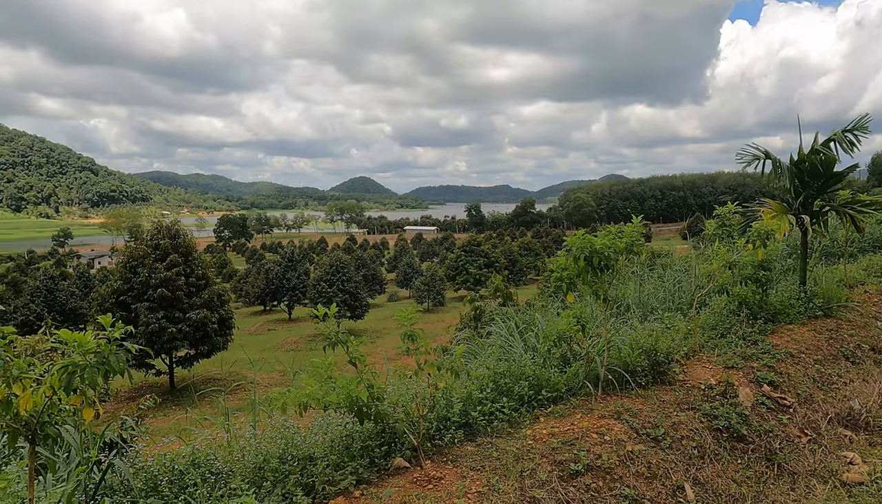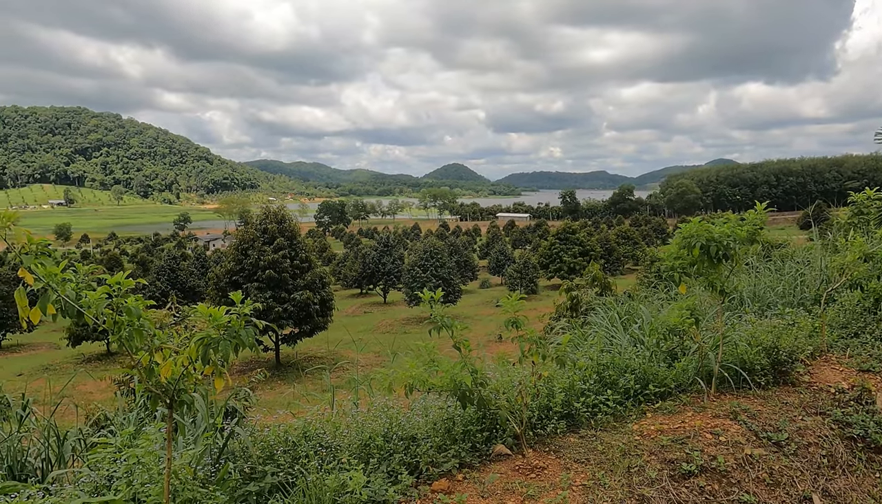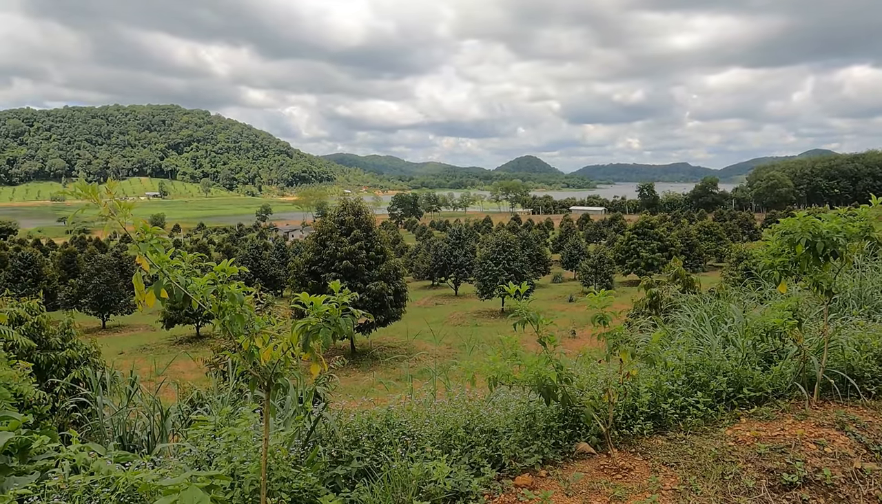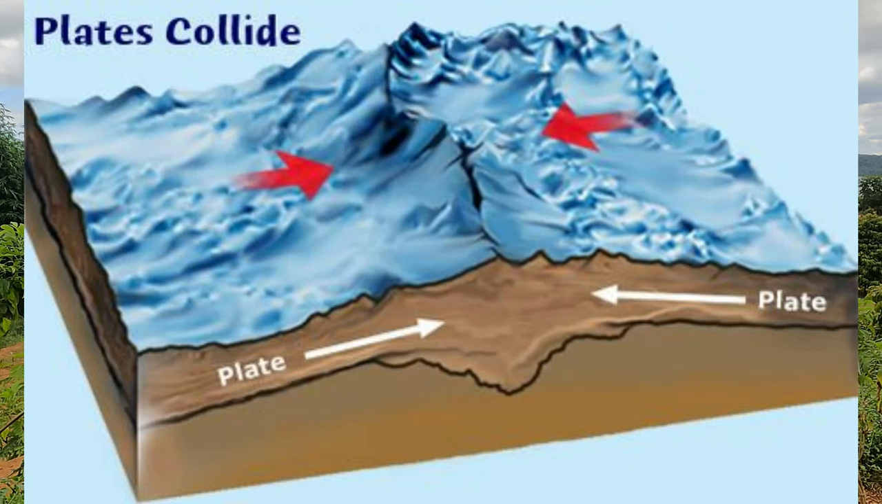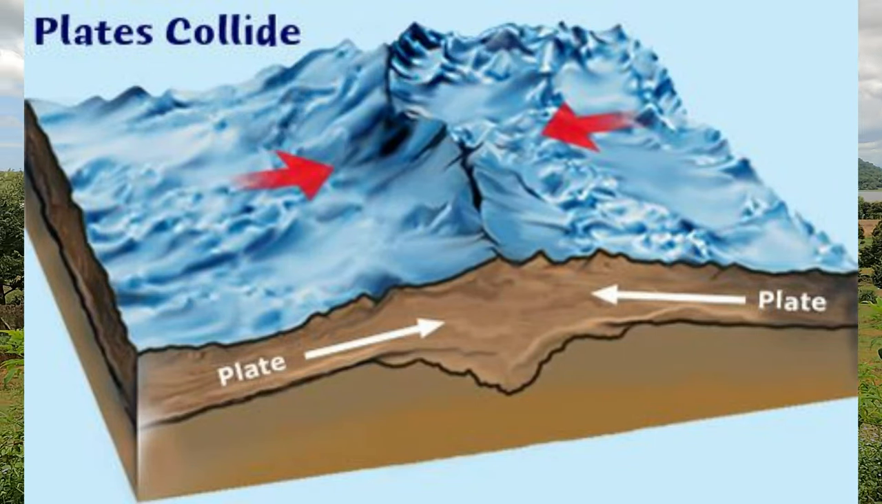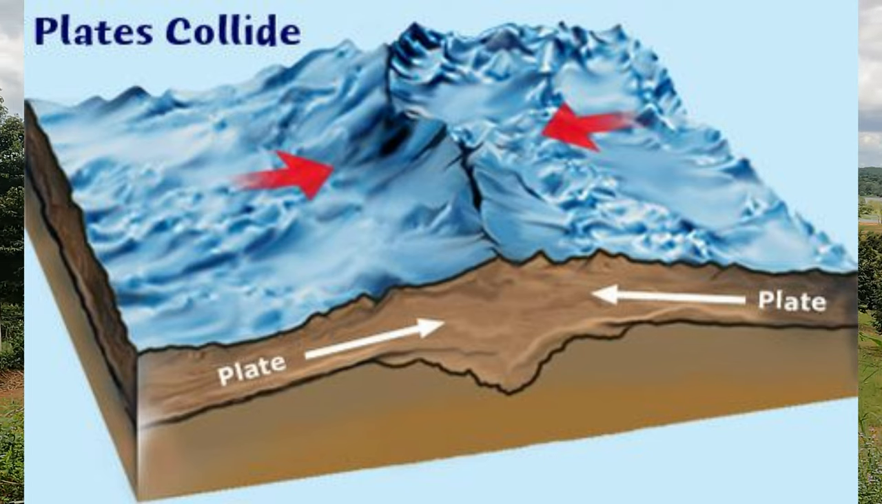Then sometimes tectonic plates, large surface chunks of the Earth's crust, push against each other, which can force these reefs and limestone seabeds up out of the water over millions of years to become mountains and hills.